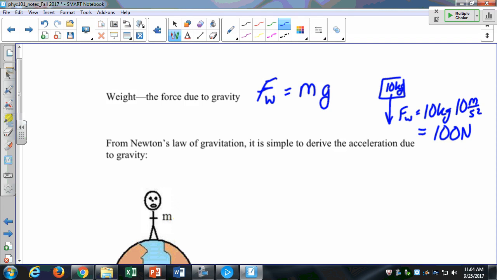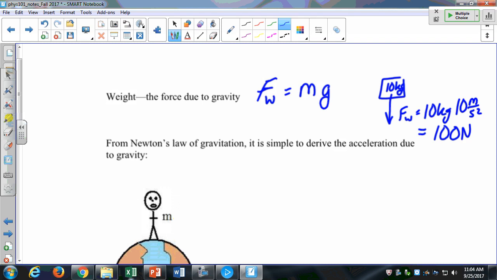The reason I didn't put a negative sign here is because I always draw my vector downward, and so that negative is encapsulated when I draw my vector in the negative direction. So whenever you're calculating weight, you just use a positive g, the 10 meters per second squared. But then we'll always draw our vector towards the Earth, which is where the force weight is acting towards.